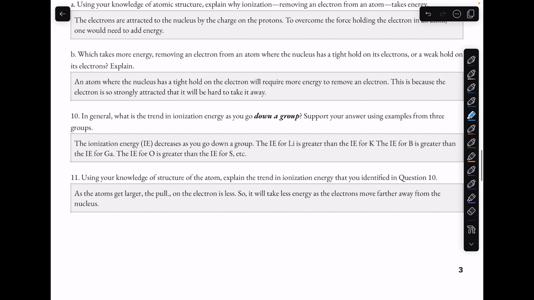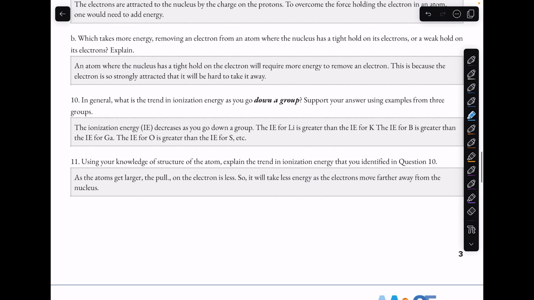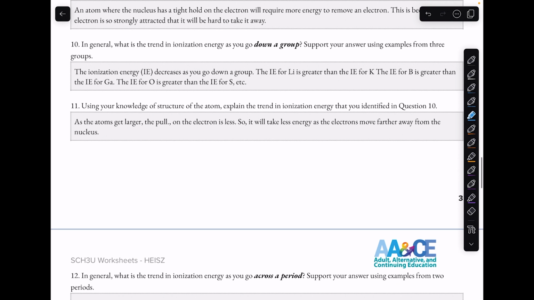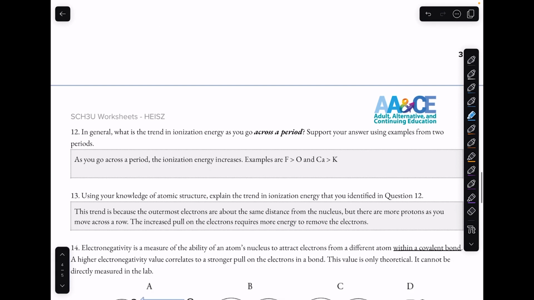Ionization energy. So as we go down a group, it's easier to remove the electron for the reason I just explained. It's farther away and there's more shielding going on. So the energy needed will decrease as we go down a group. And so that's the explanation for 11.